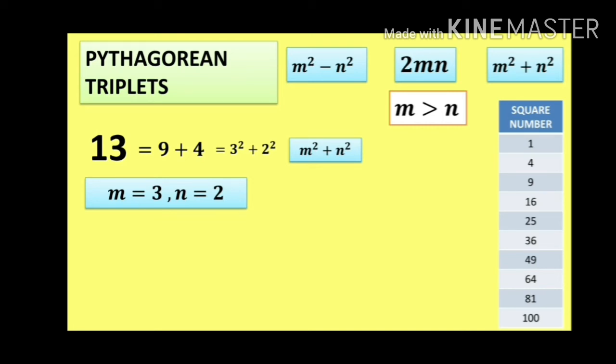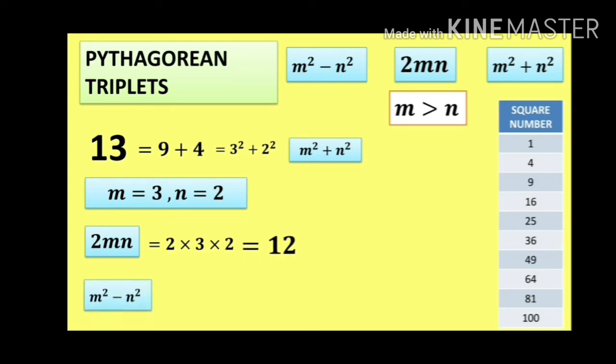So using this m and n, we can find 2mn. So 2mn is nothing but 2 into 3 into 2. So we get 12. And using the same m and n, we can find out m squared minus n squared also. So here m squared minus n squared will be 3 squared minus 2 squared, that is equal to 9 minus 4, 5.